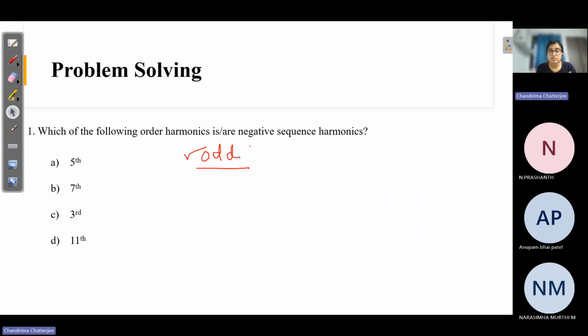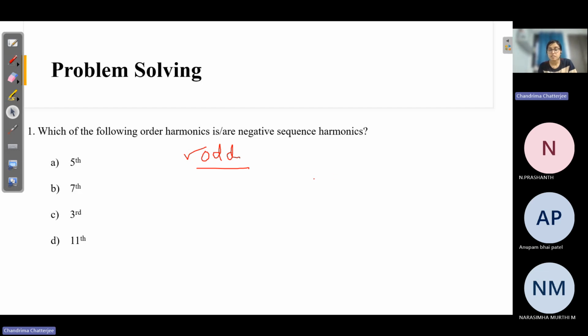Among them, there are some positive sequence harmonics and some negative sequence harmonics. So are you aware of the concepts of positive sequence and negative sequence? Have you heard of it in power systems or anywhere? Okay, so I guess you are not aware.